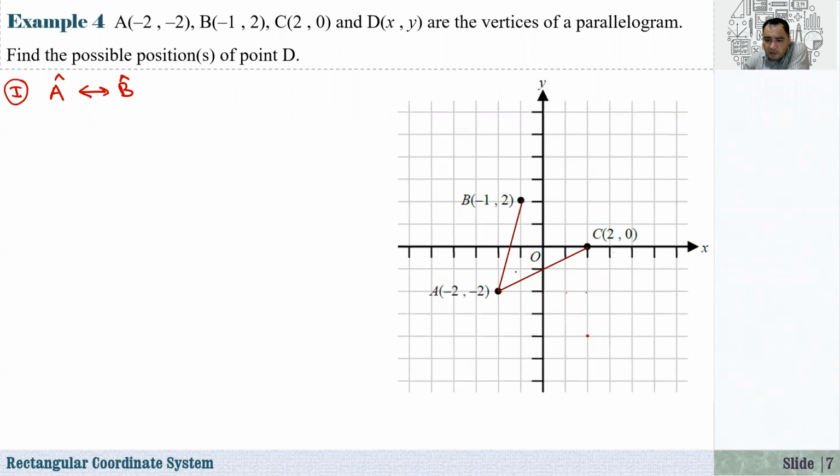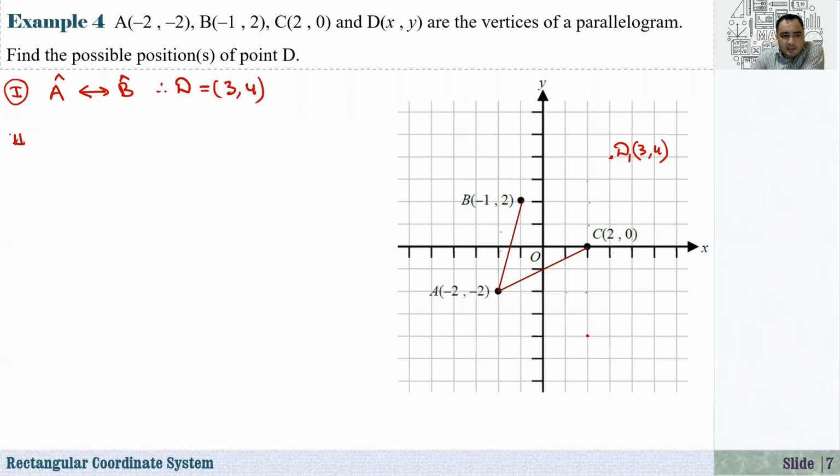No, to go to D, first we should go up, 1, 2, 3, 4, and 1 to the right. It will be here. So this is the position of D. That's the first answer. Let's say it is D1, whose coordinates are 3 and 4. Okay, if D is opposite B, at the time the coordinates of D will be 3 and 4.